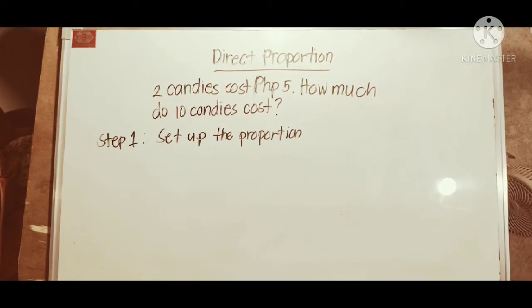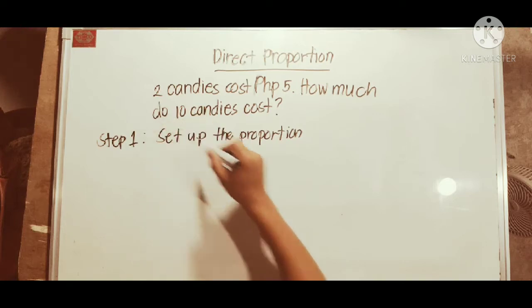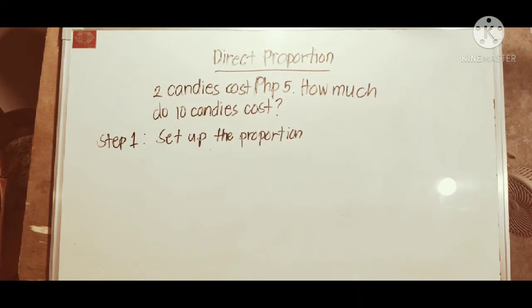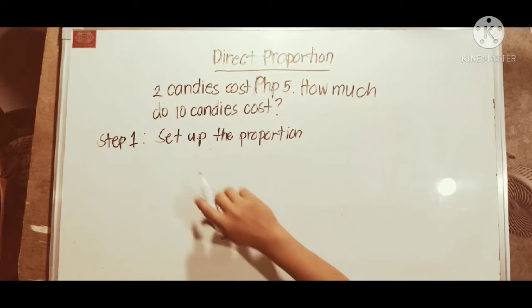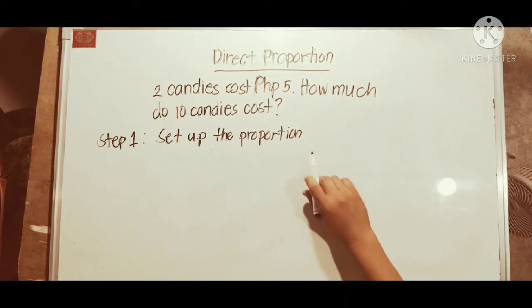Likewise, in solving partitive proportion problems, the first thing that we need to do is to tell whether a problem is a direct proportion problem or not. So how do we do it again? We do step 1, which is to set up the proportion. So let's have an example.